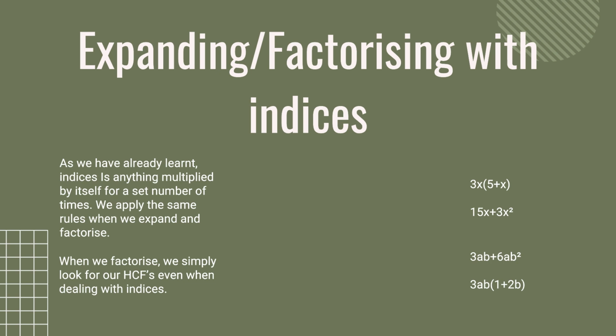When we factorise, we simply look for our highest common factor even when dealing with indices. So, here with 3ab plus 6ab squared, the highest common factor is 3ab, as there's a 3, an a, and a b in both. So, 3ab times 1 equals 3ab, so we put 1 in the bracket, and to get 6ab squared from 3ab, we times by 2b. So we simply write 3ab bracket 1 plus 2b.